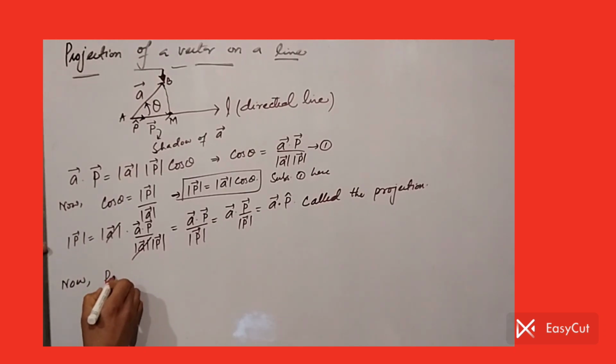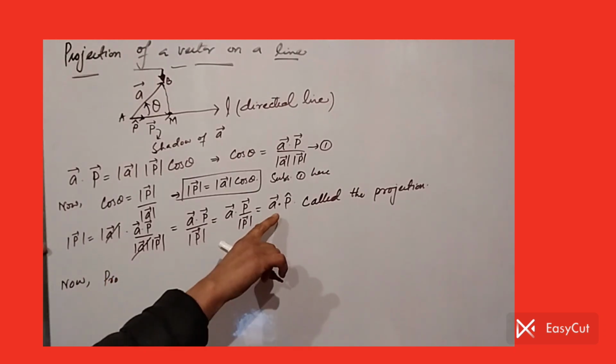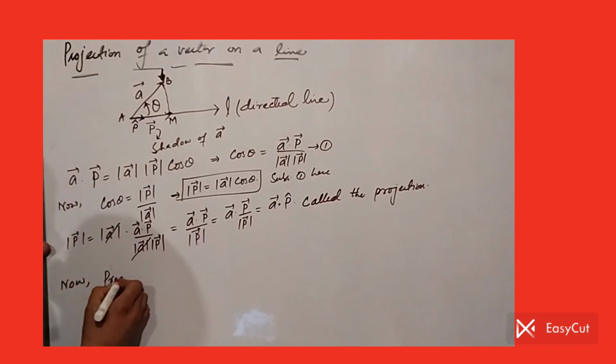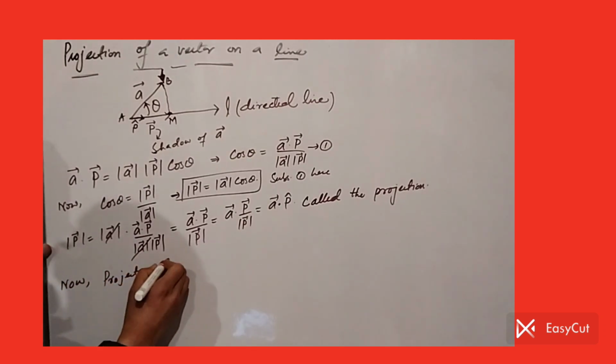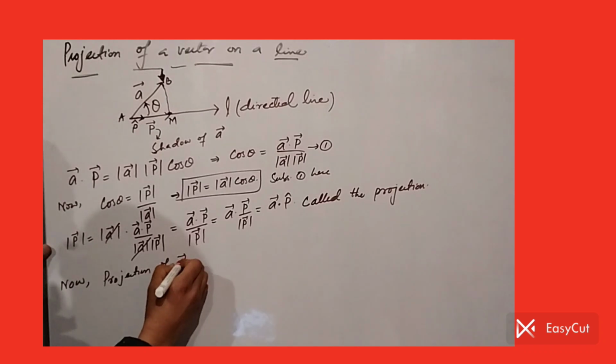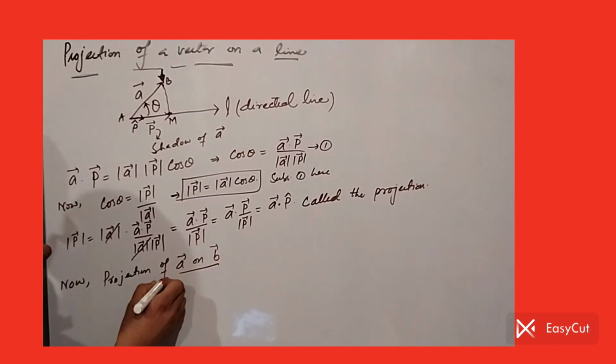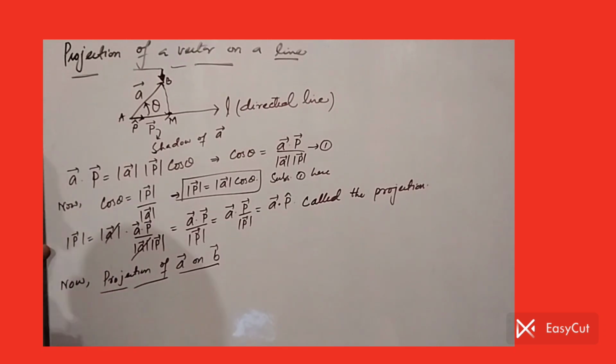Projection, this is a dot p. If you are asked to find the projection of vector A on vector B, let us discuss that now. How are we going to define all this? Projection of vector A on vector B.